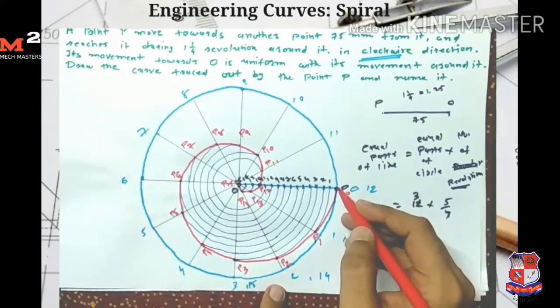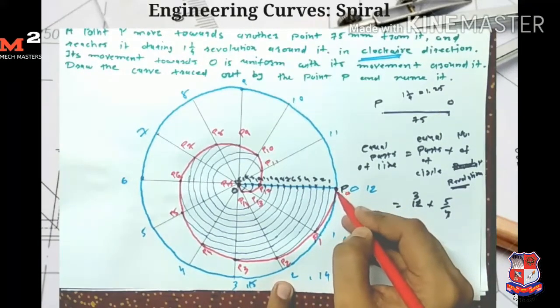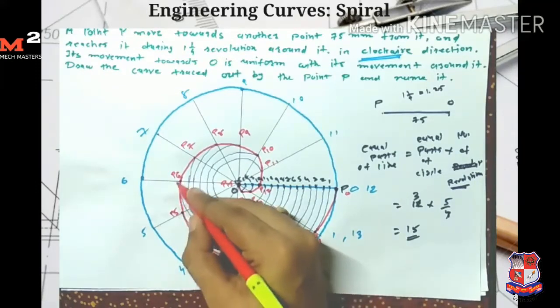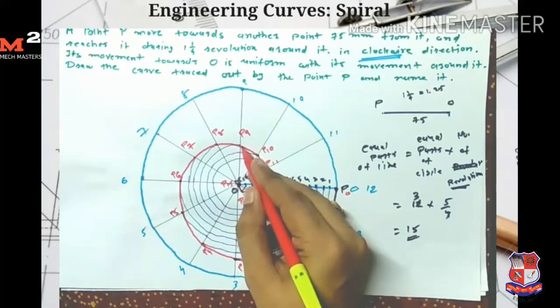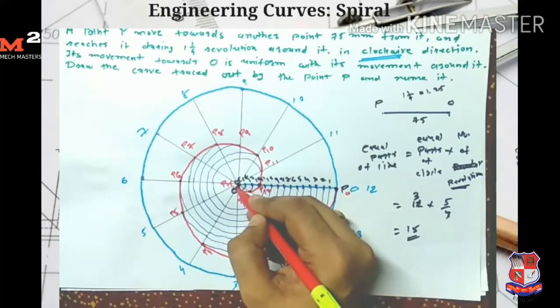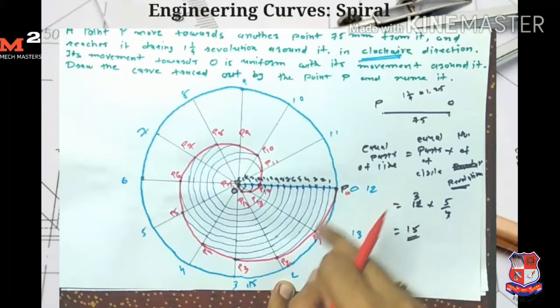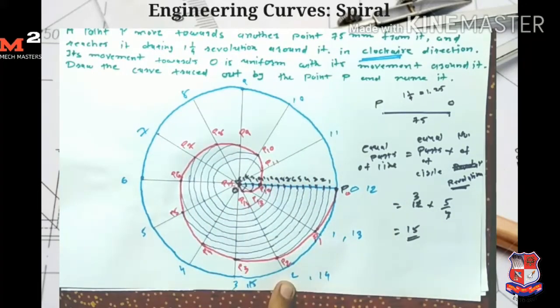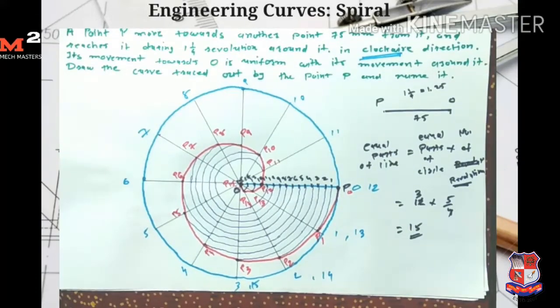If you count the revolution or convolution, then we start from here. Here 1/4 revolution, half revolution, 3/4 revolution, 1 revolution, and 1/4 revolution. So point P reaches the point O after 1.25 convolutions, or 1 1/4 revolutions.